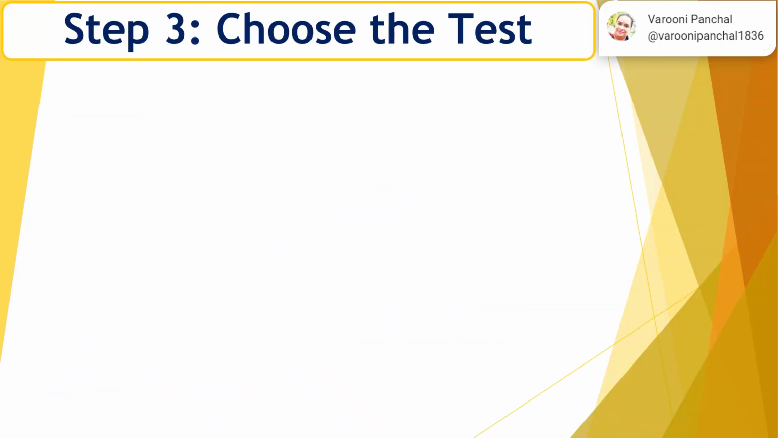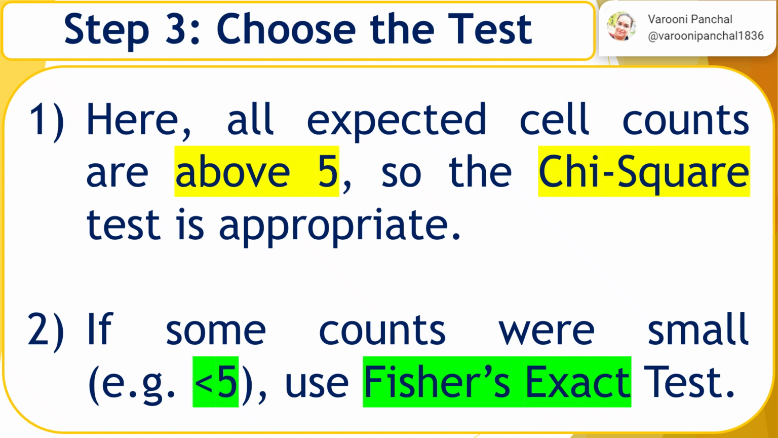Step 3, choose the test. Here all expected cell counts are above 5. As you saw in the earlier table, all the cell counts were above 5, so the chi-square test is appropriate. If some counts were small, for example less than 5, then in that situation we will use the Fisher's exact test.